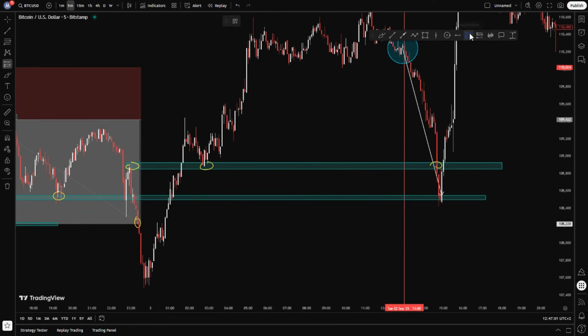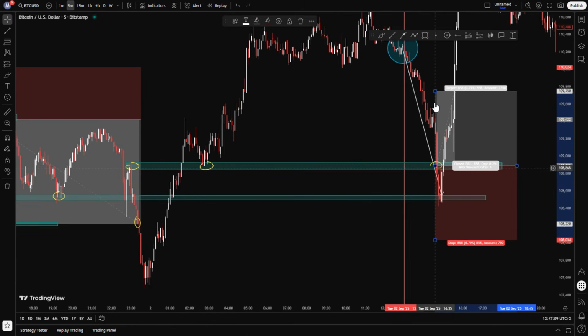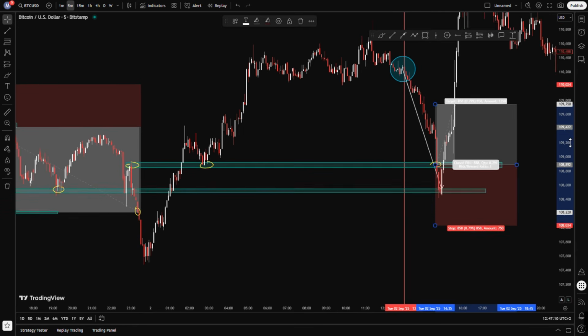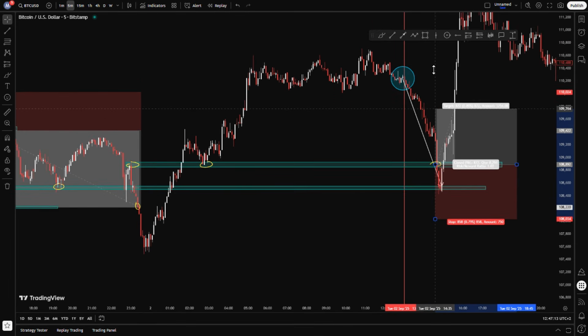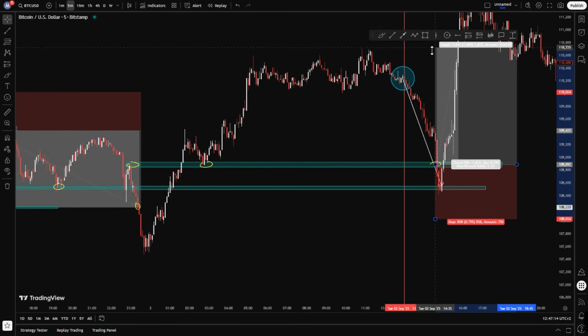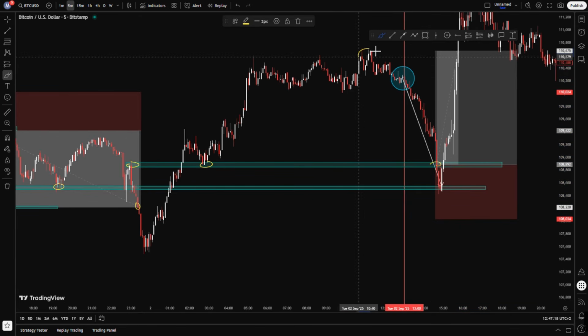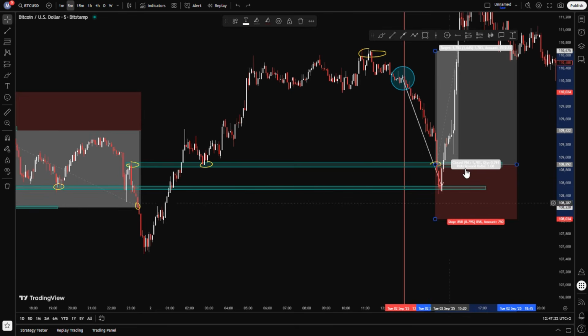So now let's say in this case you were able to see this as your support zone, and then you enter your buy trade here. Your target is going to be this high right here. This is going to be your target, right?